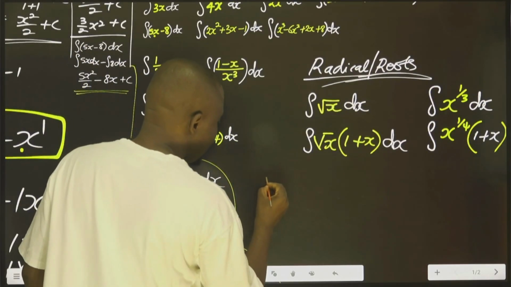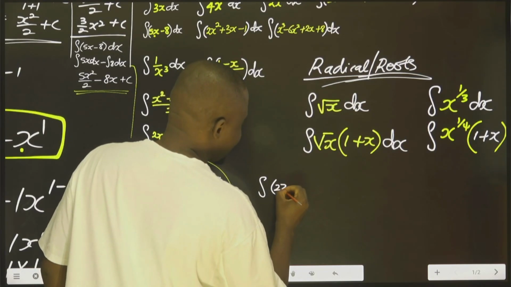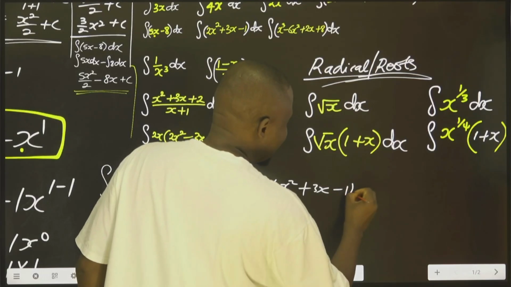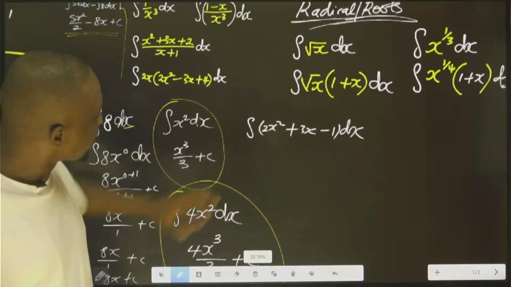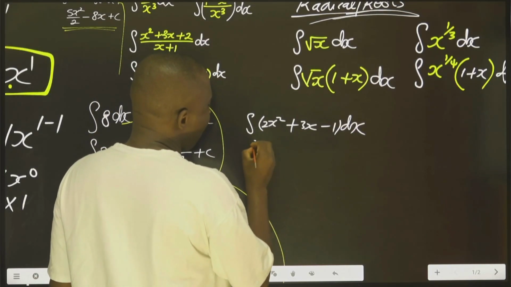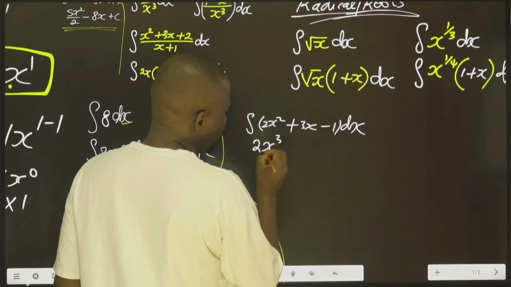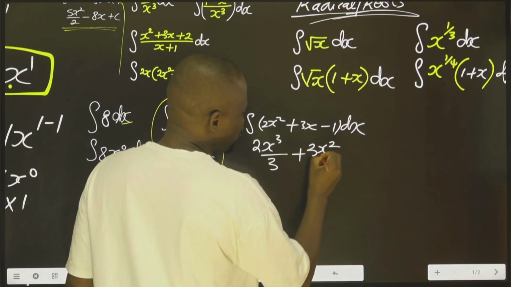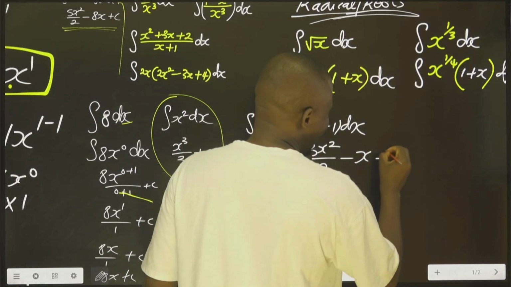That is the integral of 2x² + 3x − 1 dx. We are asked to work on this. Now, without even writing this, we can come out straight by saying 2x³ over 3 plus 3x² over 2 minus x plus C.